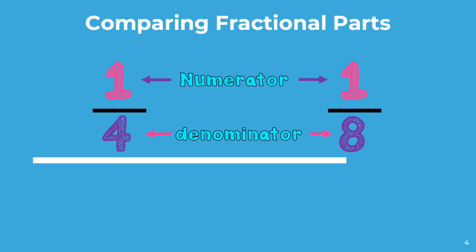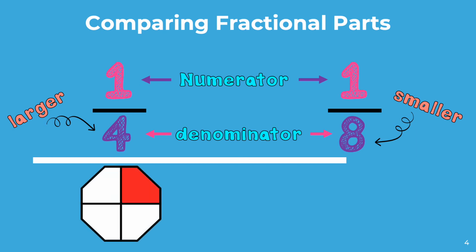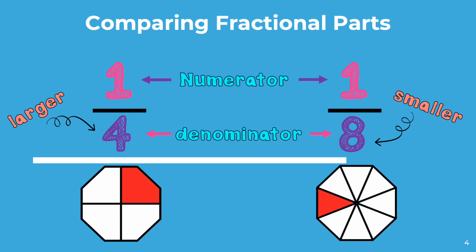at the denominator. If the denominator has a smaller number, then the pieces or parts will be larger. If the denominator has a large number, then the pieces or parts are smaller. I can look at the shape to see if this is correct. The fraction for 1/4 could look like this, and the fraction for 1/8 could probably look like this.